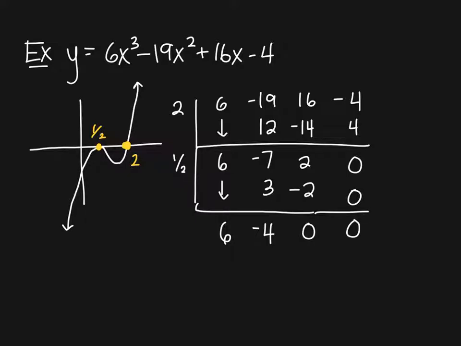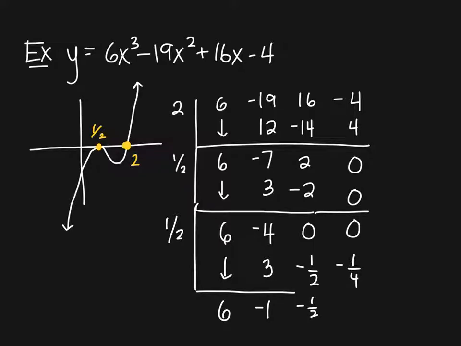You think it's a half again? Okay, well, we'll try it. Because we think maybe there's multiplicity going on. We think maybe, okay, it's bouncing. Let's check. Let's drop the 6, which gives me a 6, carry a 3. That gives me a negative 1. That gives me a negative half. That gives me a negative half. Gives me a negative fourth. Gives me a negative 1/4.